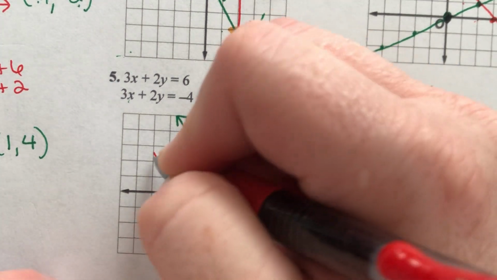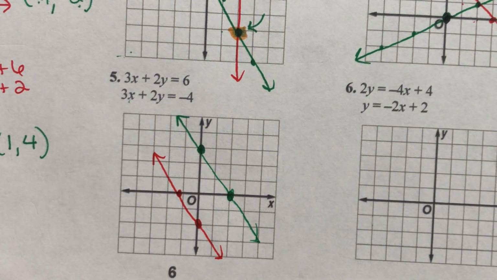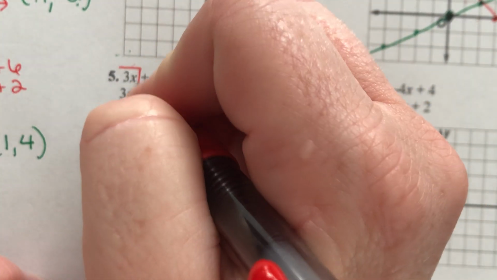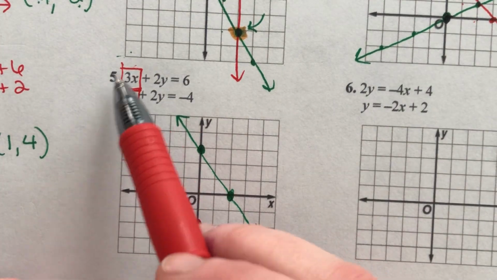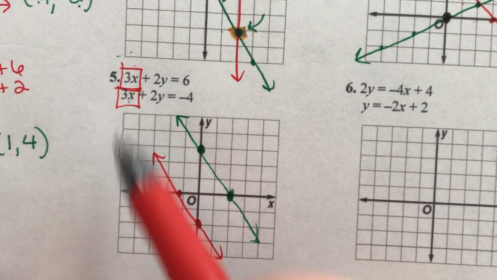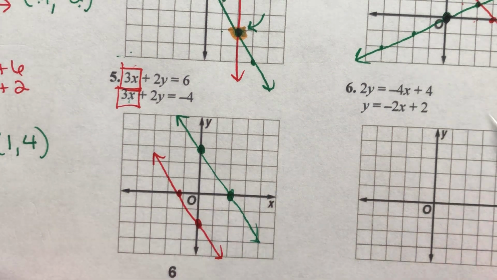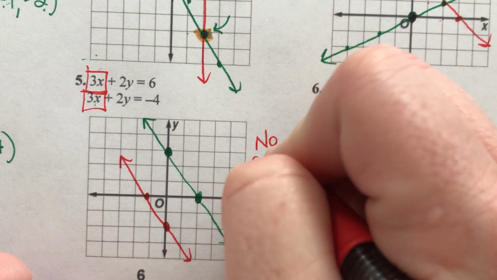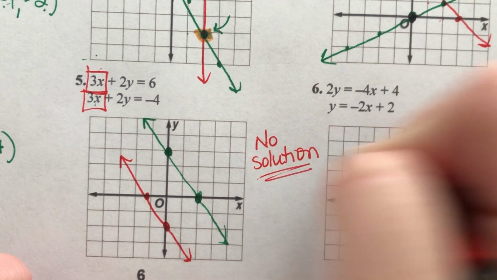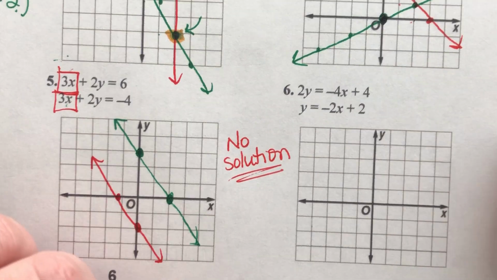Which looks like these are parallel. And also, if we look at the number in front of x here for both of these, it's the same number, right? That's not necessarily our slope, but it is the same number in front of x. So that makes sense that they're parallel. If they are parallel and they never cross, then that's no solution. They don't share any points at all.